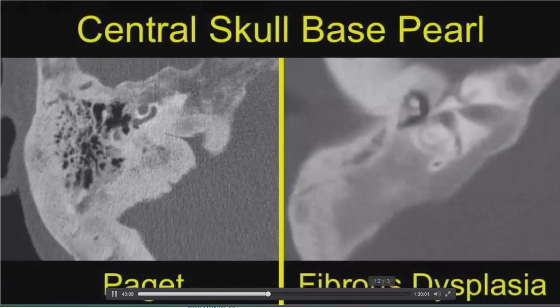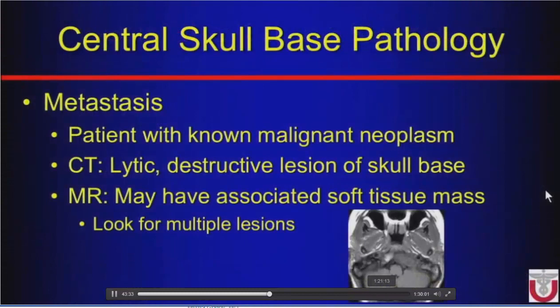One interesting thing about the otic capsule, the dense bone that's around the inner ear structures: Paget's causes this osteoclastic reaction that goes right up to the otic capsule and through it, whereas fibrous dysplasia has relative preservation of the otic capsule. So that's a good pearl for us in the central skull base to try to differentiate those two pathologies if they're similar, and we can't quite tell if it's cotton wool or if it's ground glass.